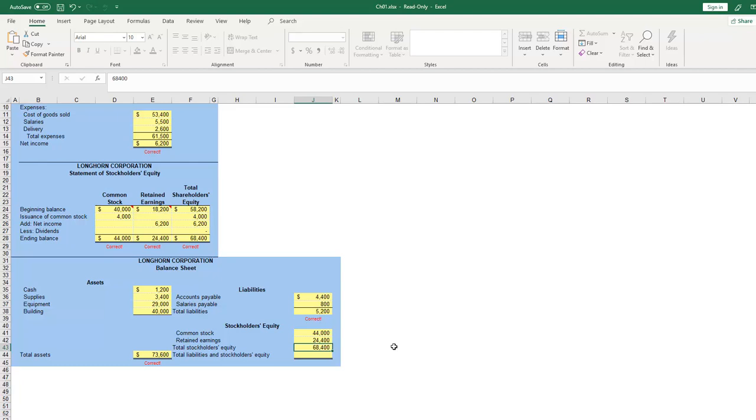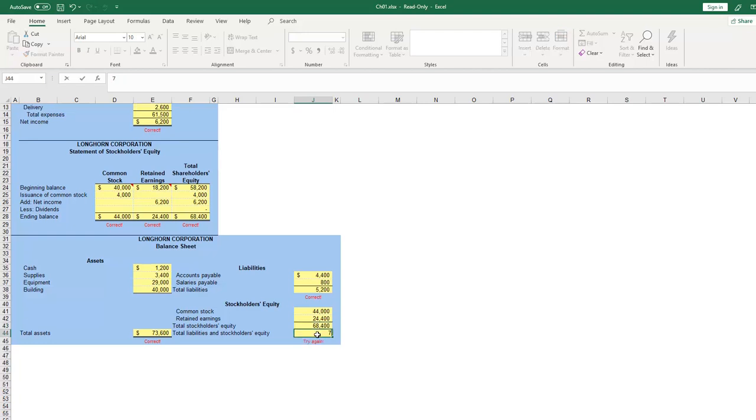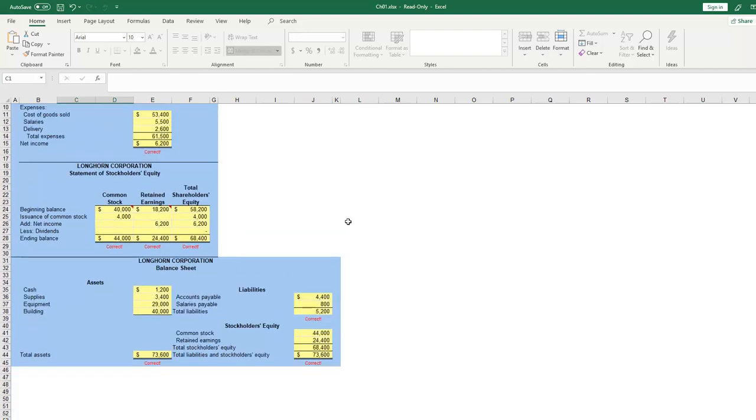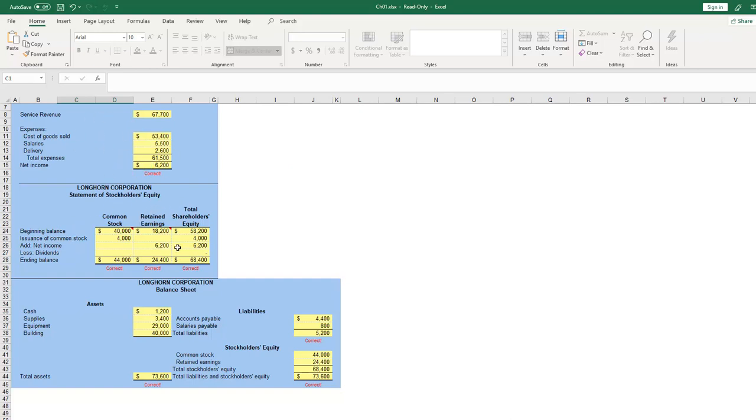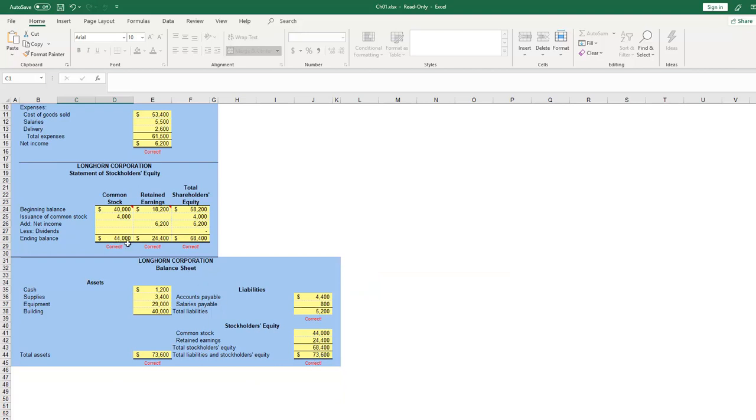All right, and now we have the moment of truth. Right, with the balance sheet, we need the assets to equal the liabilities plus stockholders' equity. We need to add $5,200 plus $68,400, $73,600. All right. Now, a couple of important things just to remember, like I've said a couple of times here, these are building statements. Always start with your income statement. Go to your statement of stockholders' equity. The balances in your statement of stockholders' equity are going to line up with the balance on your balance sheet.